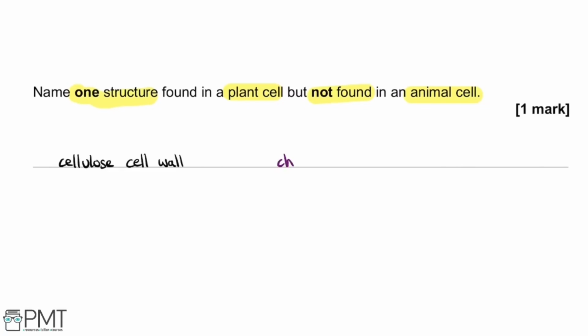Alternatively, you could mention chloroplasts. These aren't needed by animals because animals don't photosynthesize, plants do. And then you might also mention the vacuole or the permanent vacuole, and these are needed more by plants than by animals because they contain water and cell sap and they help the plant maintain rigidity, whereas an animal cell doesn't need to be so rigid or under such pressure.